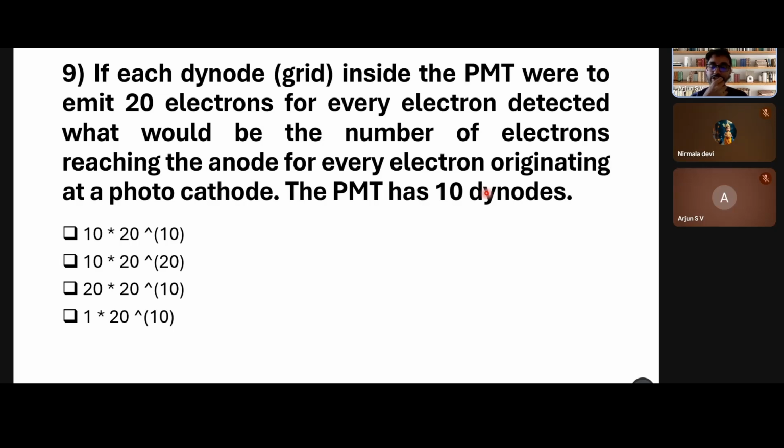The answer is pretty straightforward. To discuss this, let's just say we have one electron. When the first electron strikes the first dynode, 20 electrons are going to come out of it, and so on and so forth. So let's say one electron strikes here, and out of this, 20 electrons are going to come out of it.